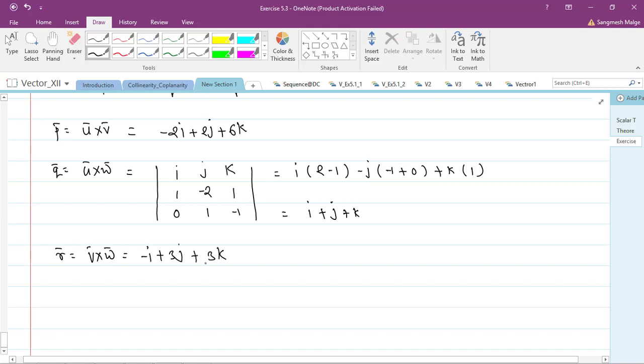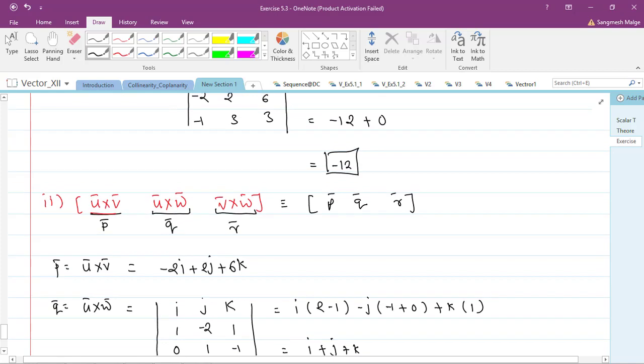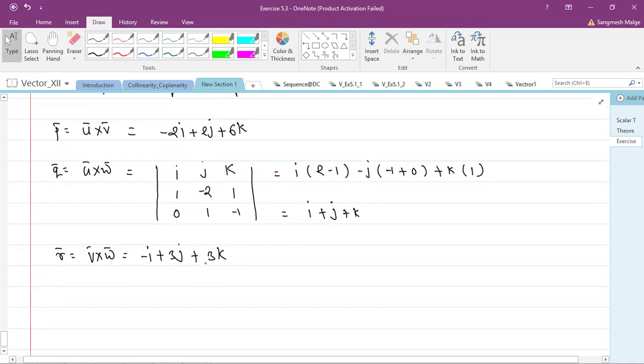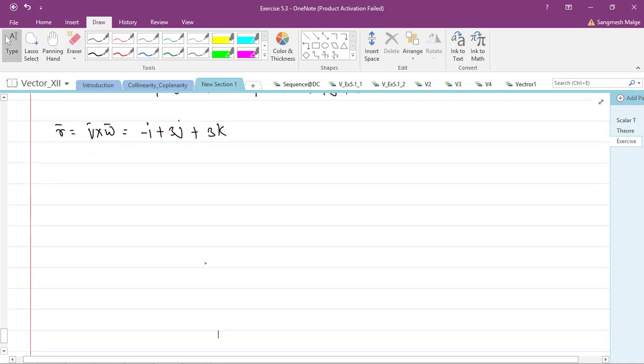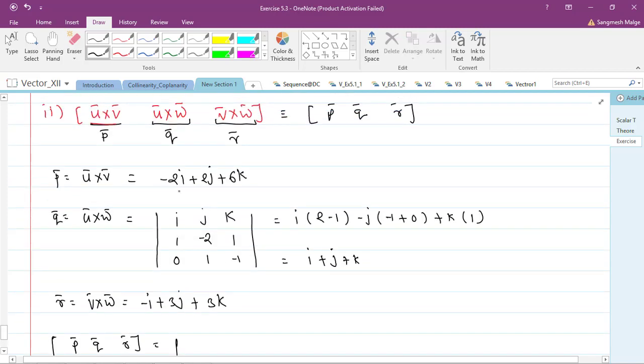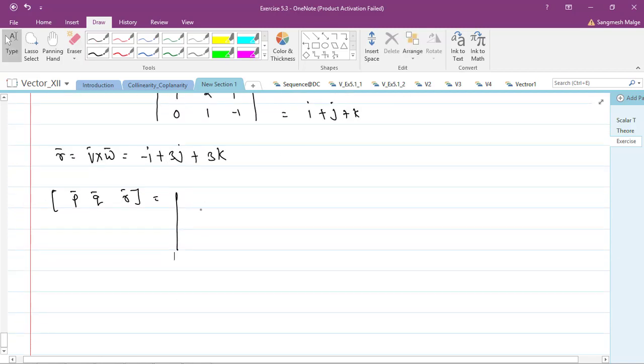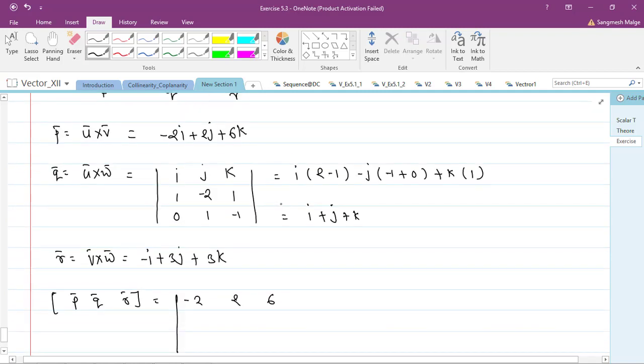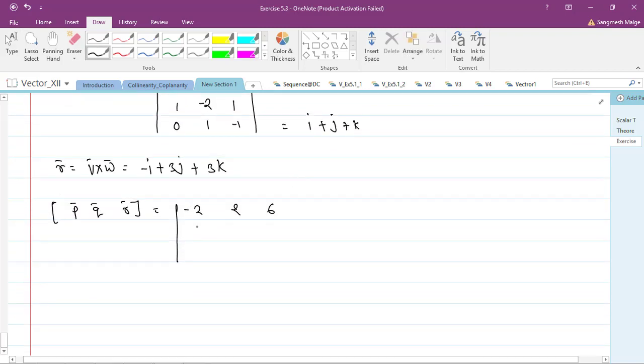Okay, if you substitute these three and get the box product, we will get the answer to the second question. What is required is p bar, q bar, and r bar. So let's have the coefficients. P coefficients are minus 2, 2, 6. Next, q bar is 1, 1 and 1, and r bar is minus 1, 3 and 3. So let's solve the determinant.